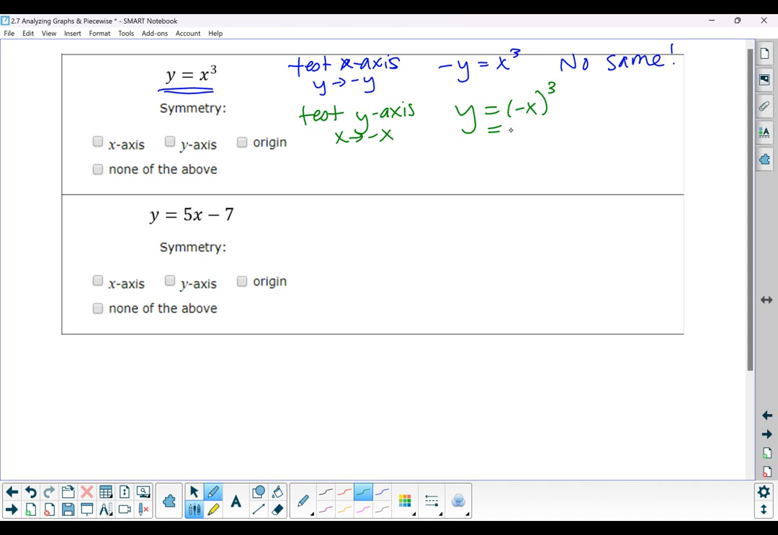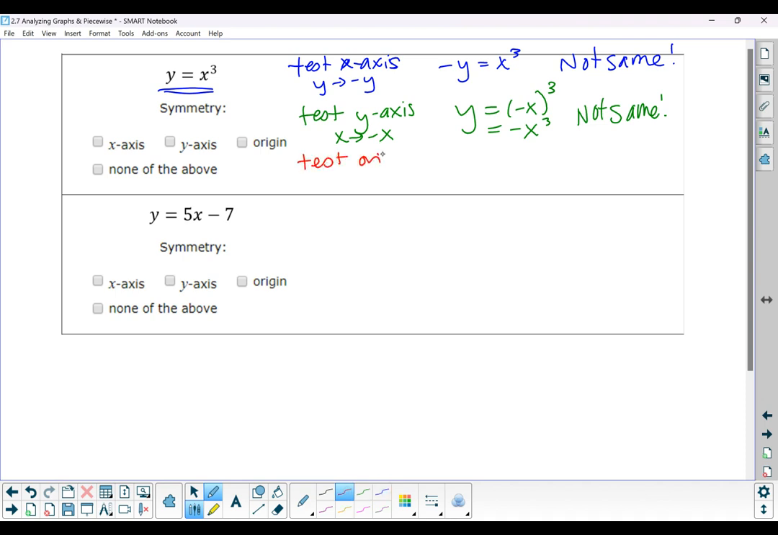Negative x to the third power is the same as negative x to the third power. When I say that, that's funny. So in this case, this is still not the same as the original function. And so we don't have y-axis symmetry.